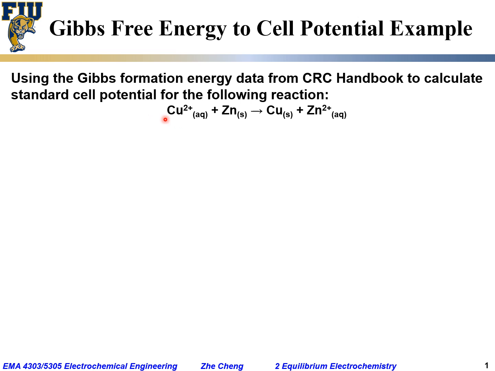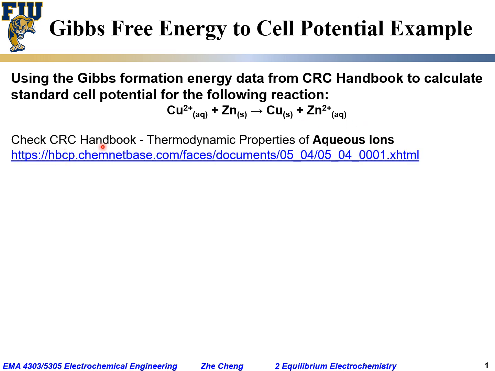Okay, this is our reaction: copper ion plus zinc metal to form copper metal solid and the zinc ion. Both copper ion and the zinc ion are in aqueous solution. So we want to use the Gibbs free energy data to calculate the standard cell potential and then compare with the value from the standard electrode potential series. So let's check the CRC Handbook, where there is a table for thermodynamic properties of aqueous ions.